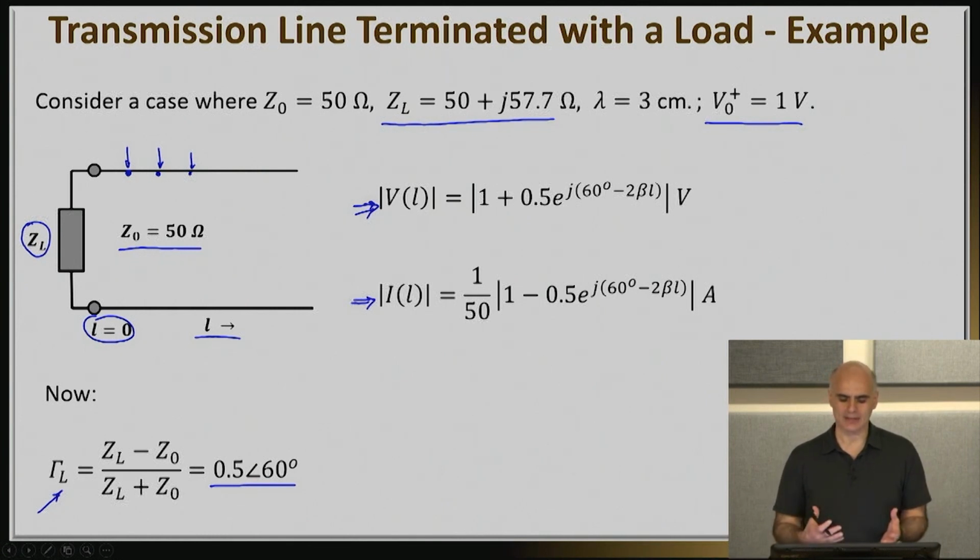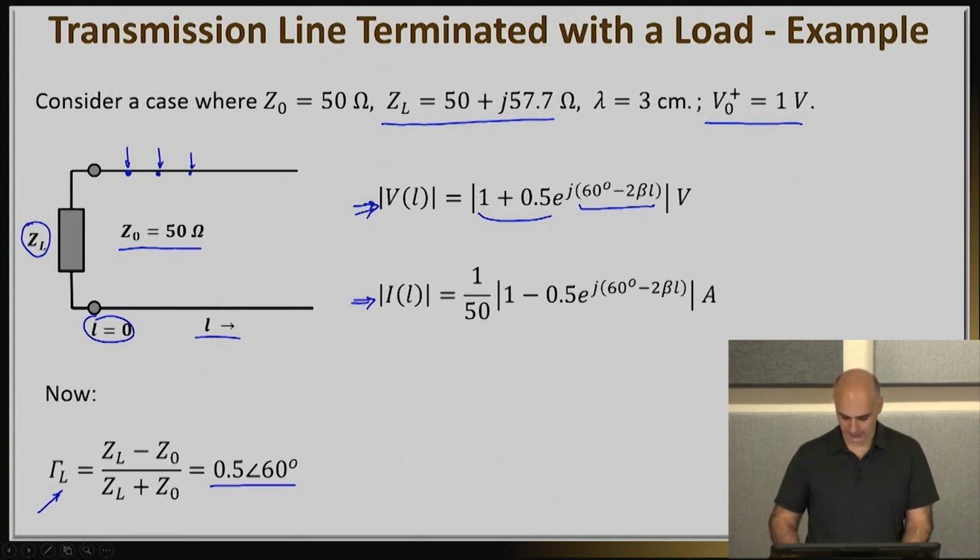Now, you can study this expression and you can get some interesting information. For example, as you can see, there is this term here of 60 degrees minus 2βL, which will imply a periodicity along the transmission line of 2βL. So every 2βL, or every 360 degrees, things basically will start repeating along the transmission line. You can also guess here what will be the maximum voltage magnitude and the minimum voltage magnitude. For example, the maximum voltage magnitude will be equal to 1.5, while the minimum voltage magnitude will be equal to 0.5.